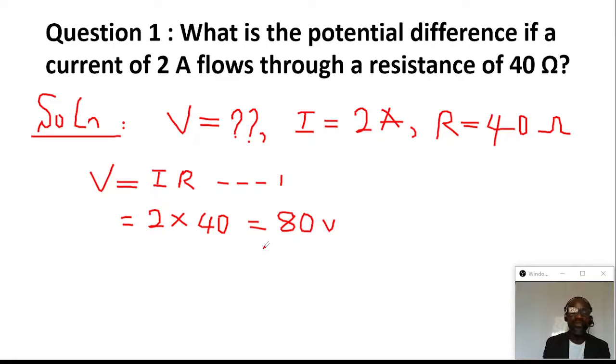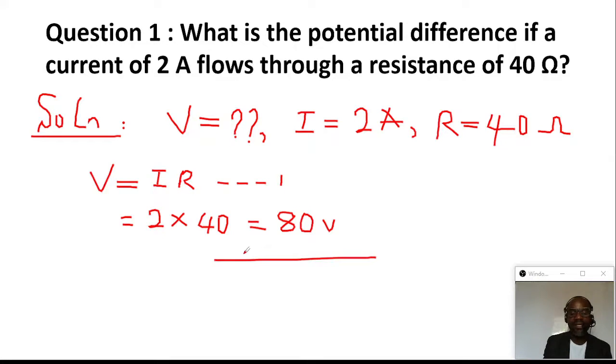Very huge. That is the voltage. That is the energy being supplied to the system. And because the resistance is large, look at it. This component offers large resistance, and then reduces the current to 2 amperes. Otherwise, if the resistance is very, very small, the current would have been very, very large. So that is the implication here.